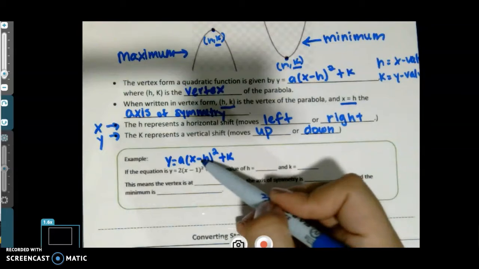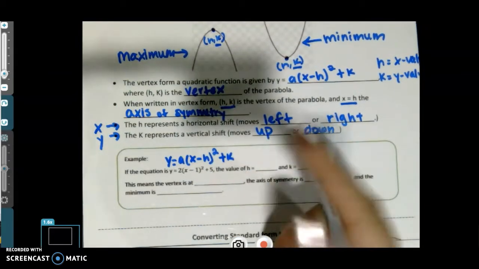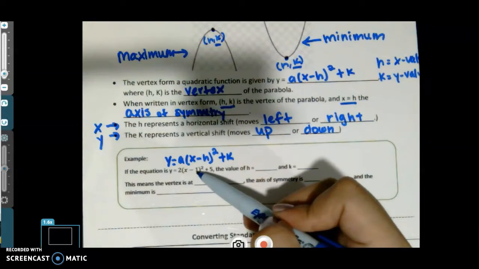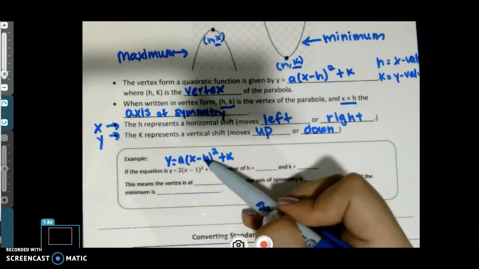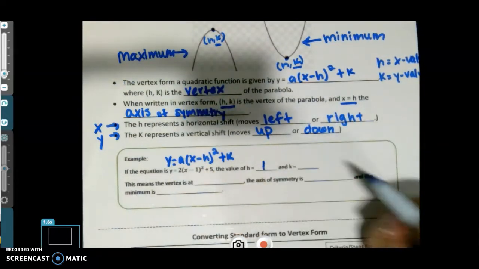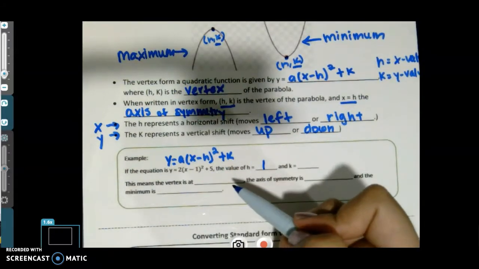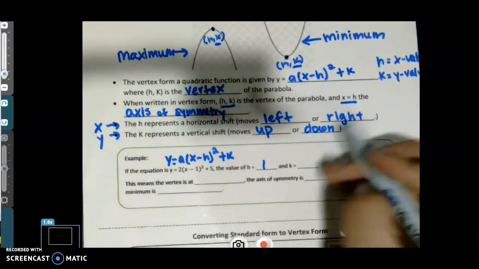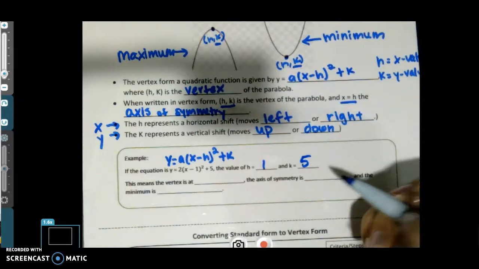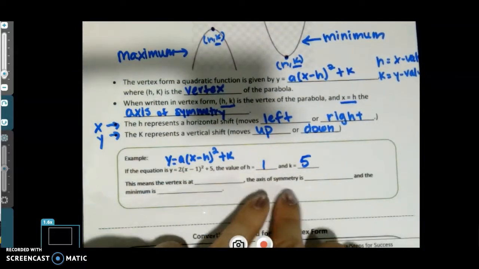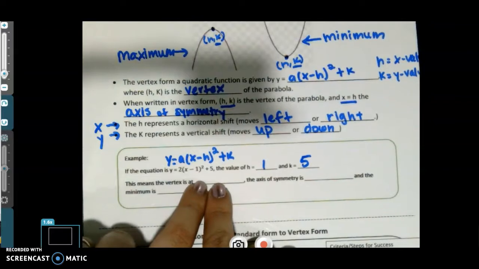There's also an x, and there's also a subtraction sign. I want you to notice this. The subtraction sign is part of the formula. So meaning this 1 is going to be positive. So the h value is a positive 1. Okay, then look at k. K is a positive, so it is a positive 5. Okay, so I want to prove that to you by showing you on Desmos to show that the h and the k, meaning the vertex, is (1, 5).